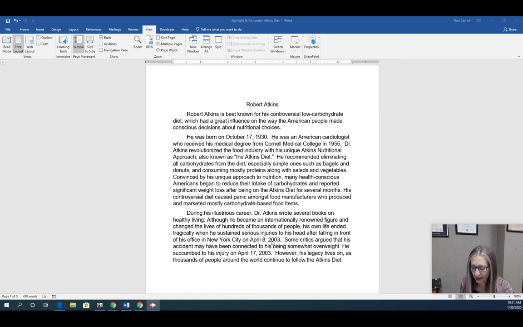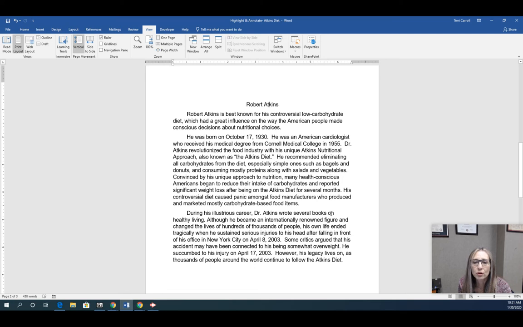Let's look first at our technique of circling unfamiliar words. So as I read this article, the first thing that stands out is his name, Atkins. Sometimes we may have heard that as Adkins, A-D-K-I-N-S, but his name is really A-T-K-I-N-S. So I'm going to circle that T so that I know if I'm answering questions or writing about this in a report that I'm going to spell his name correctly.